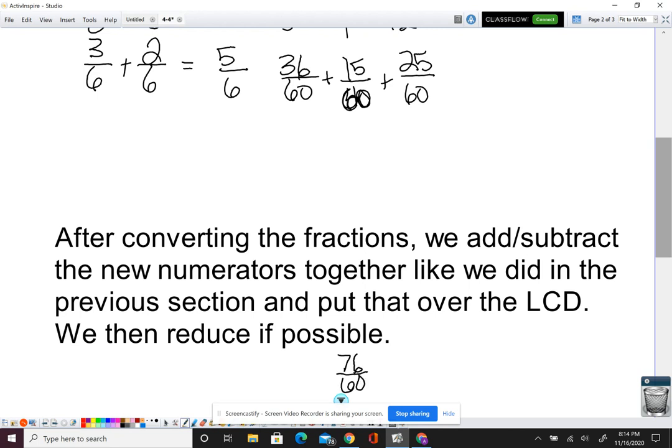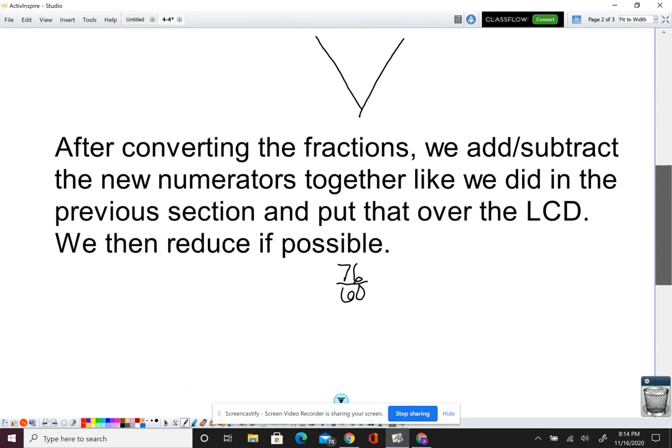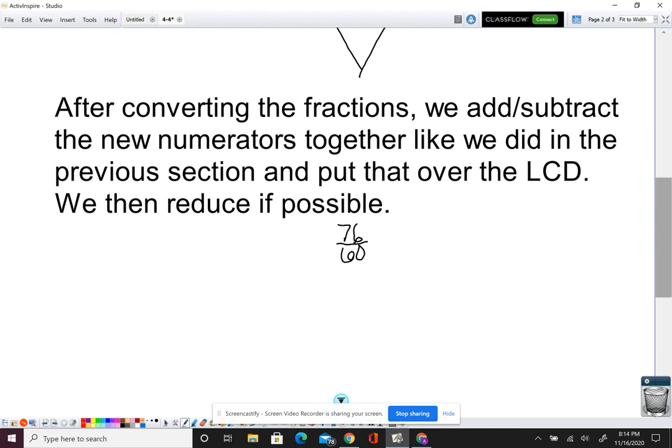60s. If we add those together, we get that number. So we have a mixed number now. Can we reduce it down? Yes, we can. We can reduce that down, since 2 goes into both of them.